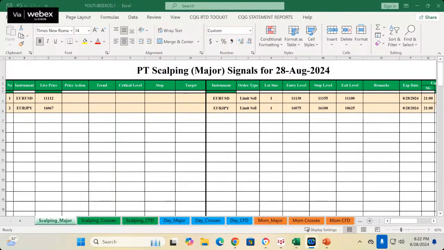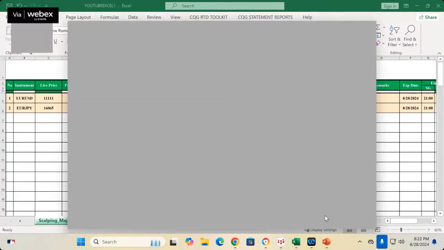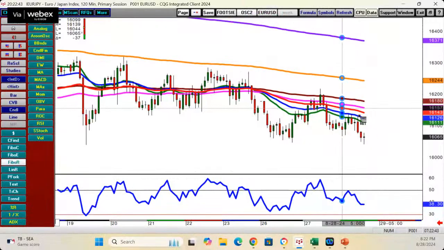Okay, and always remember, we need to have a plan when we are trading and see whether the market is moving according to our plan. If it's not, then we need to have plan B. Okay, like for instance, this euro and euro yen. But our main thing is you must understand that we are trading this cross.